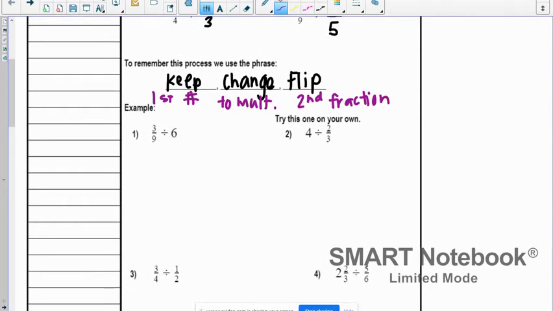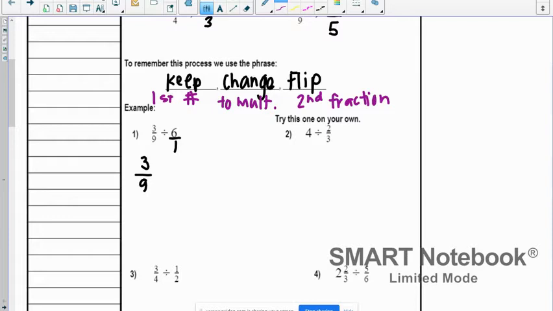Let's do some examples. In number 1, we first have to have 2 fractions, so we have to make 6 into a fraction. We make 6 into a fraction by putting a 1 under it. Then we are going to rewrite the problem, keep, change, and flip. So we keep the first fraction the same. We keep it as 3/9.